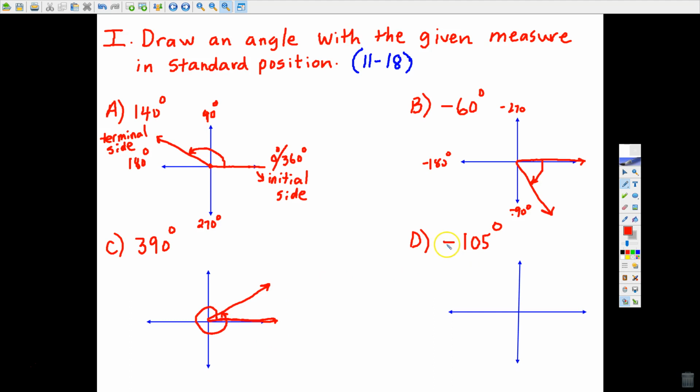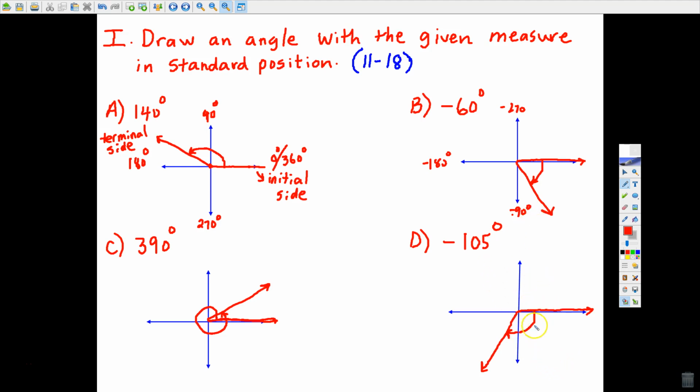Okay, let's do the same thing with negative 105. So here I am. Initial side, always positive x-axis. I'm going in a negative direction this time, so I'm going clockwise. If I went to here, that would be negative 90, but I need to go a little bit further, another 15 degrees, so I'm not going to go too far. I'm going to estimate that to be about 15 degrees, and that's it. That's all there is to it.